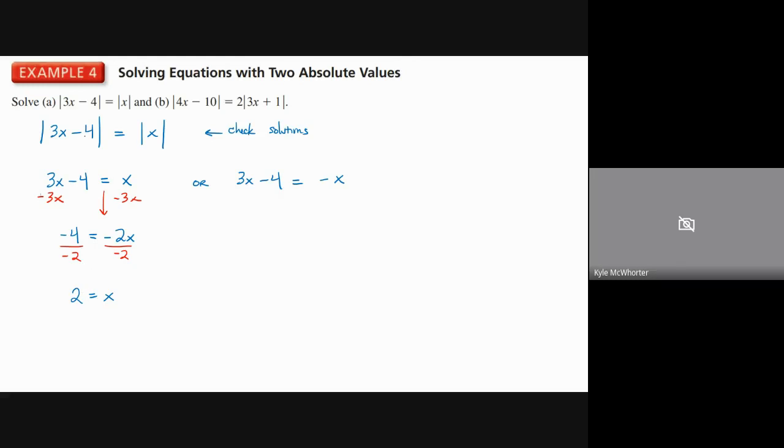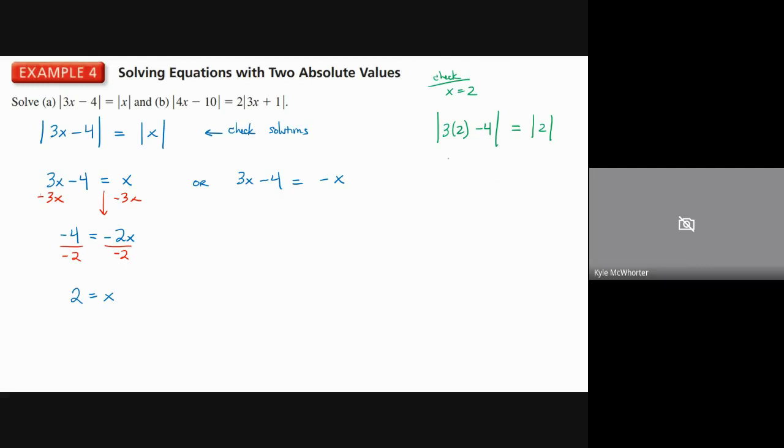Well, I'll just check that right now and make sure that works. I'll check it in green over on the side here. So I'm going to check x equals 2. So I'm going to do absolute value of 3 times 2 minus 4 equals absolute value of 2.